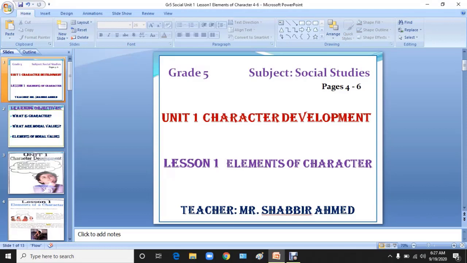We are going to study social studies as a subject, where we are studying the first lesson, that is elements of character, from the first unit, character development. Here is your Mr. Shabir Ahmad, who is going to discuss with you lesson 1, elements of character.